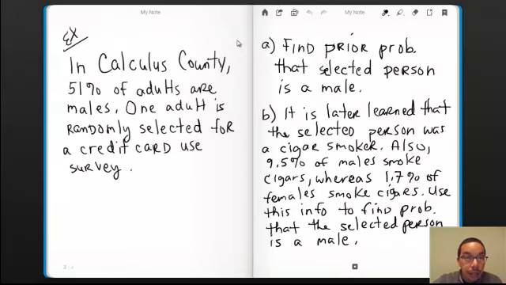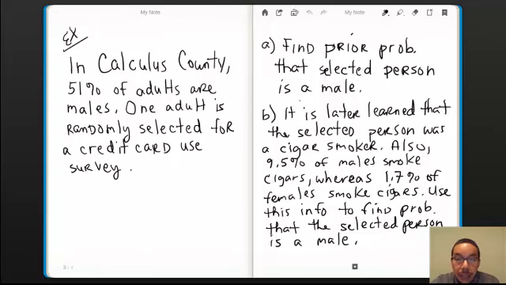So here's our example. It says in Calculus County, 51% of the adults are males. One adult is randomly selected for a credit card usage survey. So that's all the information they give us. And on the right-hand side, they also state that for Part A, we want to find the prior probability that the selected person is a male.